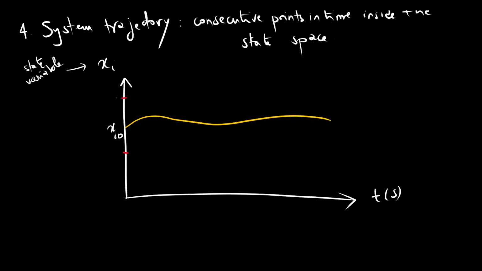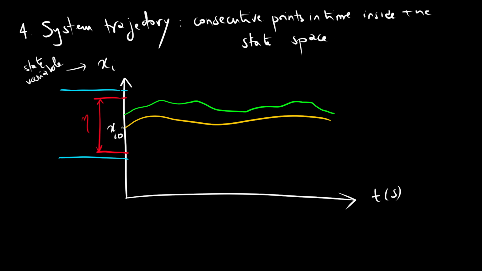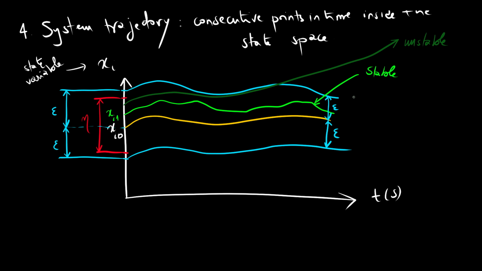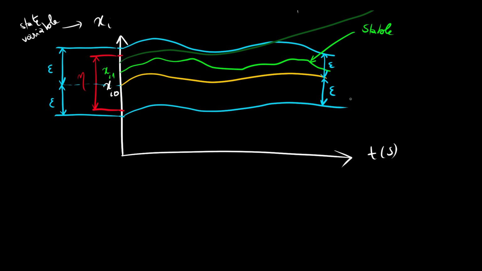Now, imagine a small region eta around that starting point. If every possible initial state inside eta leads to a trajectory that remains within a bounded envelope over time, the system is said to be stable. But if even one trajectory escapes any bounded region, then the system is unstable.